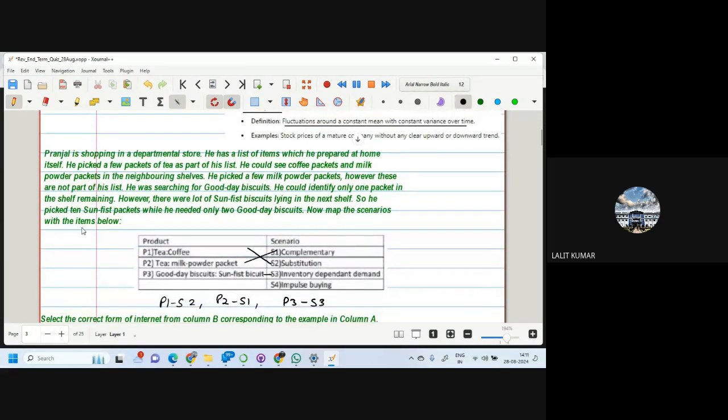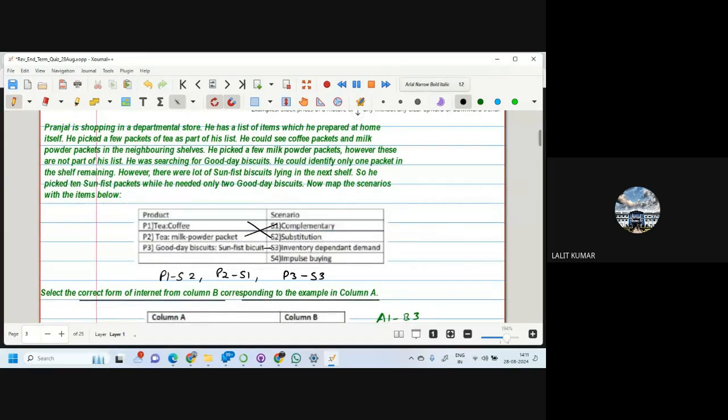Now we come to this question. This question has already come in quiz two. It is about complementary, substitution and impulse buying. Pranjal is shopping in a departmental store. He has a list of items which he prepared at home. He picked a few packets of tea, which was part of his list. He could see coffee packets and milk powder packets in the neighboring shelves. He picked a few milk powder packets.